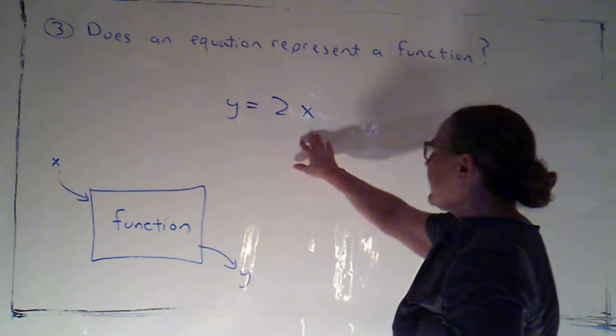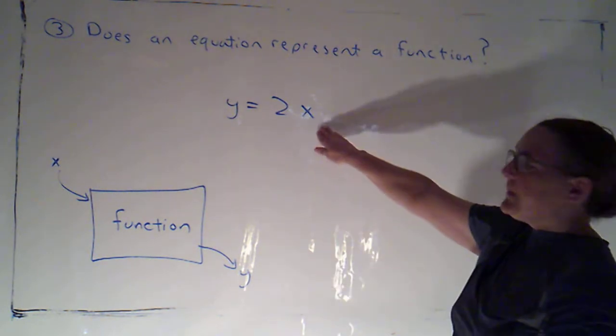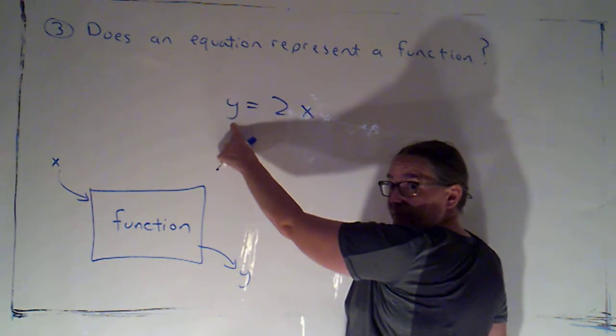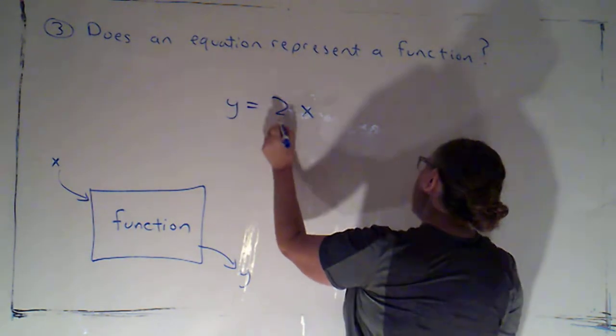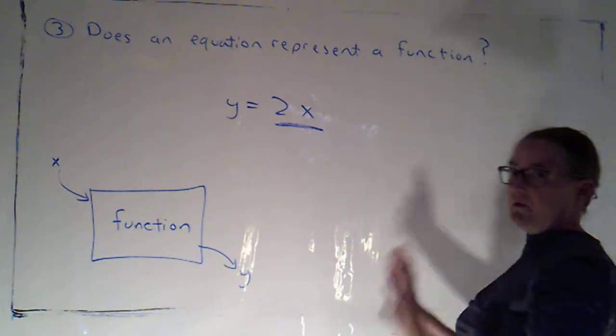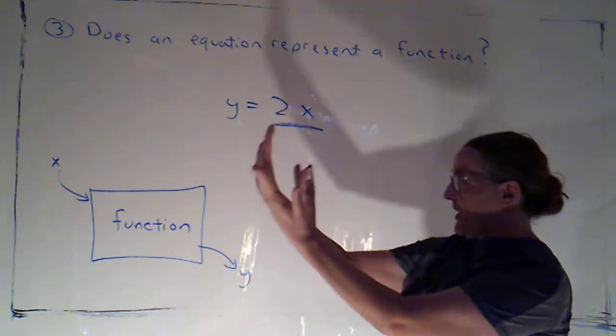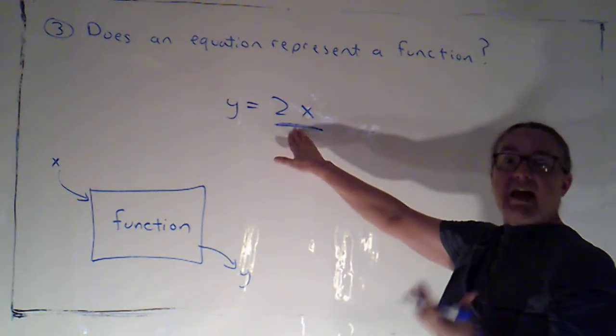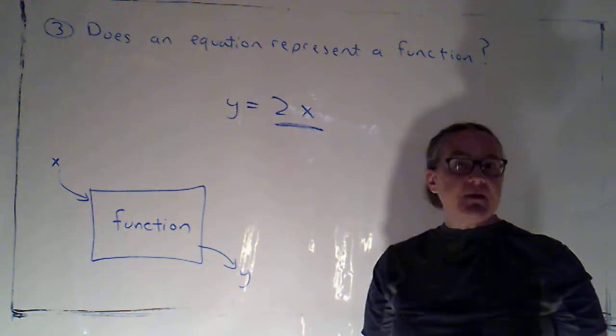Well, when I'm looking at an equation, if I have something like this, where I have y by itself is equal to some formula that doesn't have any more y's in it, so there's only one y in the equation, and it's by itself on the left-hand side, this just tells me what to do to x. That's going to be a function.